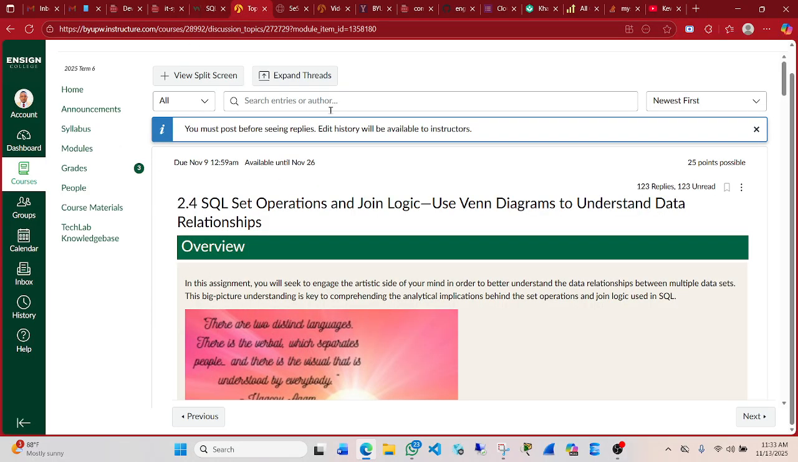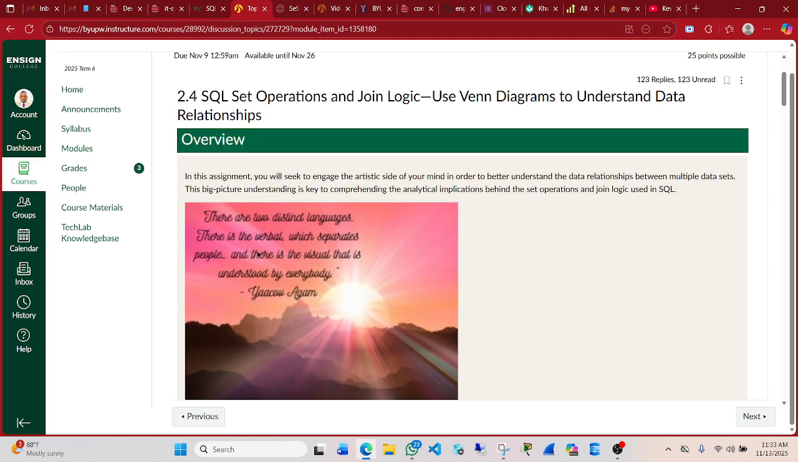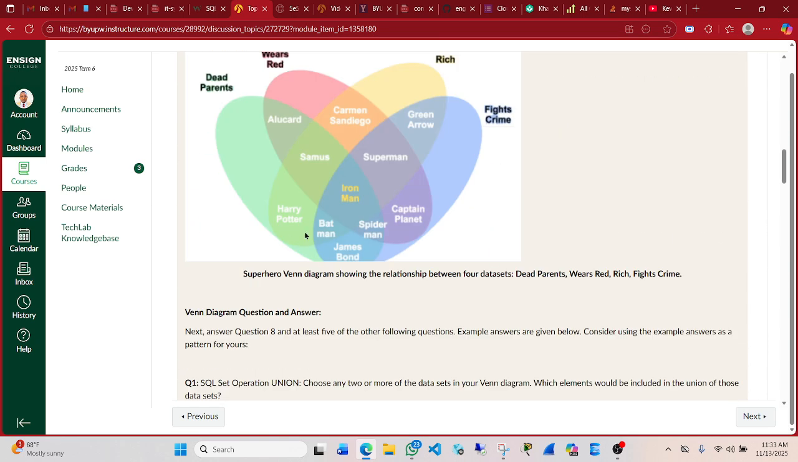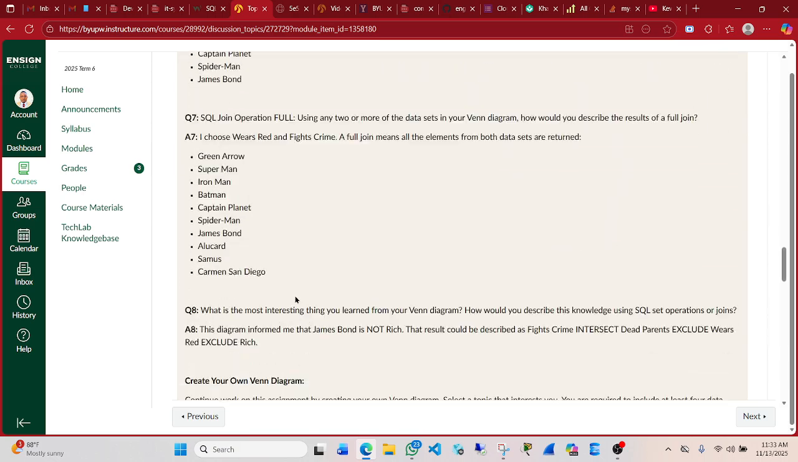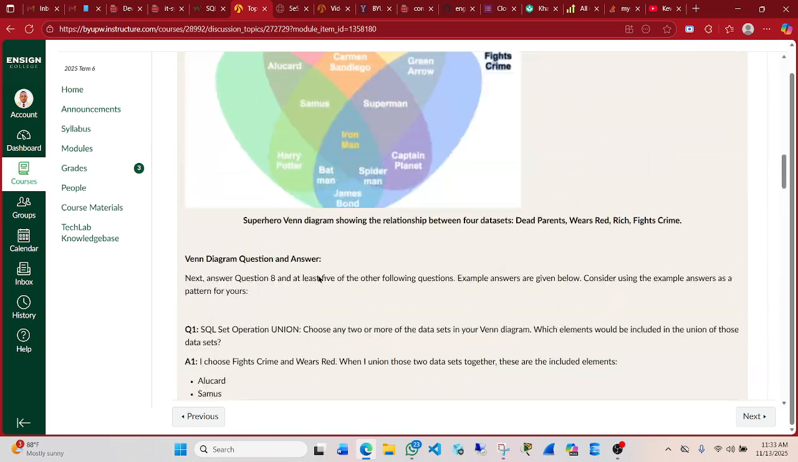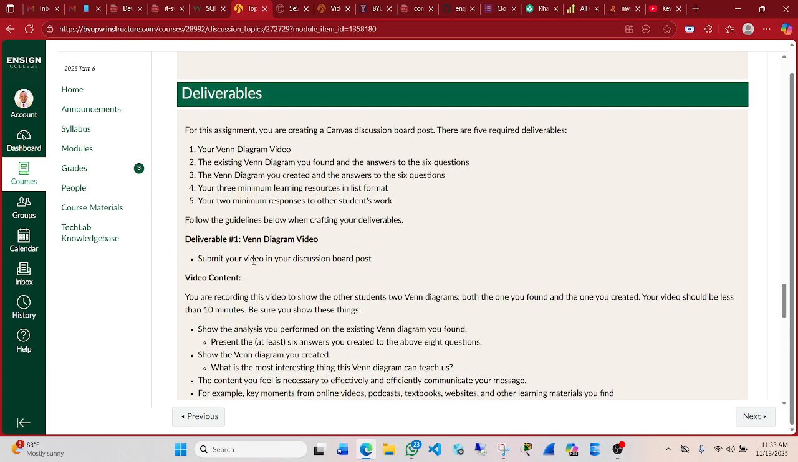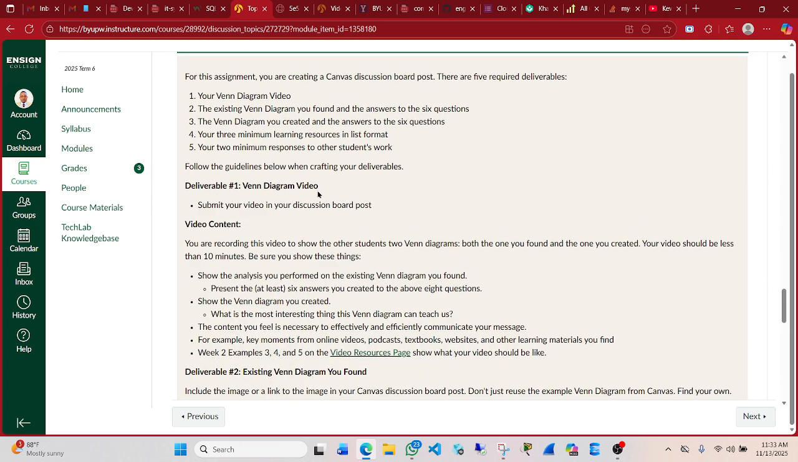Hello guys, I want to walk you through this project, which is about SQL set operations and join logic. I will use the Venn diagram to give you the data relation. There is an example that was given here in class, and if you go further down, you're going to see the questions that we need to answer and everything that we need to deliver.